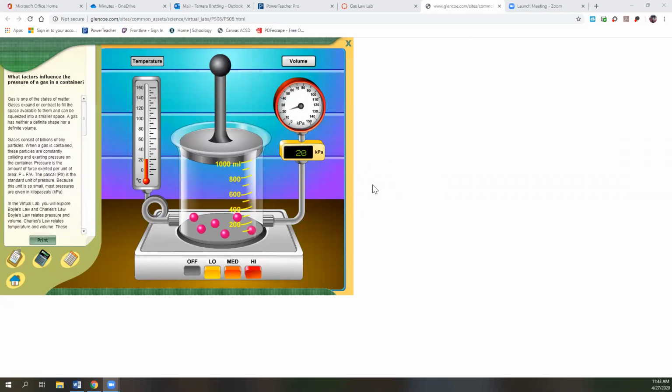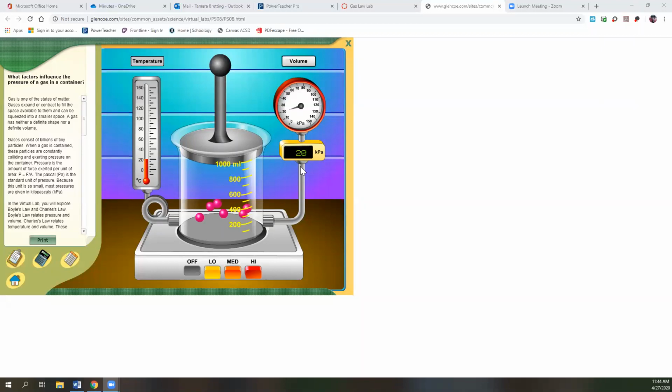Okay, so here is the simulation for station 3, in which we are looking at temperature versus pressure. What we're going to do here is change the temperature and then see how that affects the pressure reading right here. Right now, the temperature is at 20 degrees Celsius and the pressure is at 20 kilopascals.